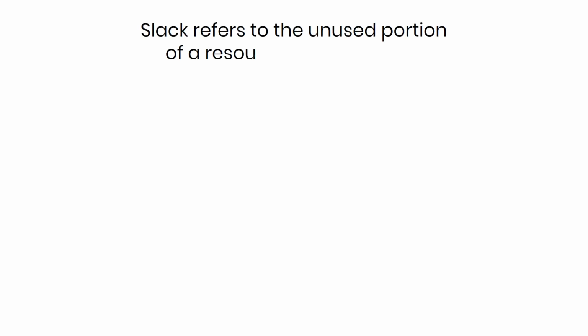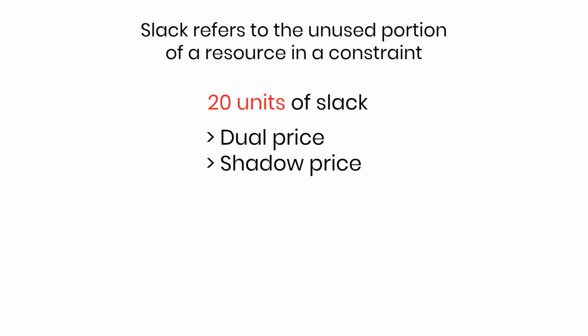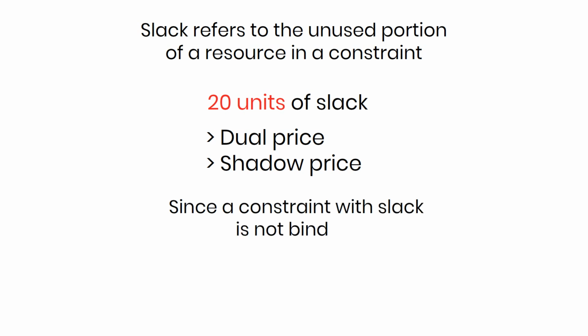In linear programming, slack refers to the unused portion of a resource in a constraint. If a constraint has 20 units of slack, it means that 20 units of the resource are unused in the optimal solution. The dual price or shadow price represents the increase in the objective function value per unit increase in the right-hand side of a binding constraint. Since a constraint with slack is not binding, it does not restrict the solution, its dual price is 0.